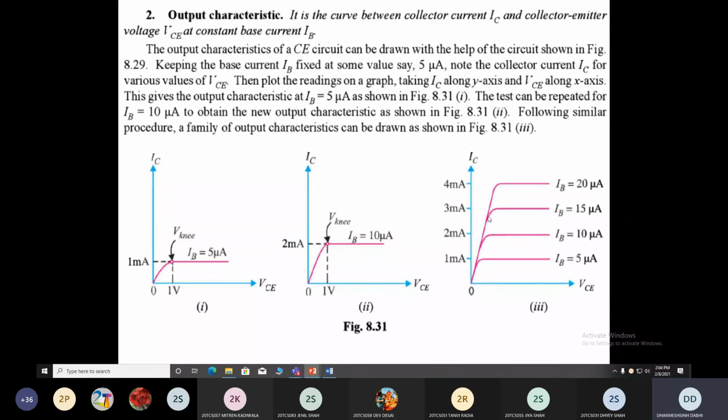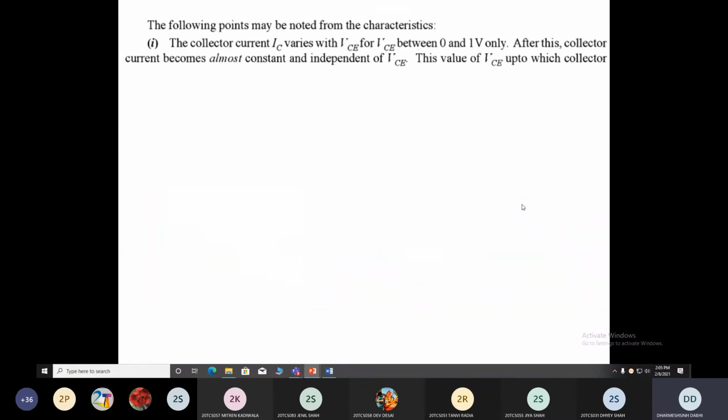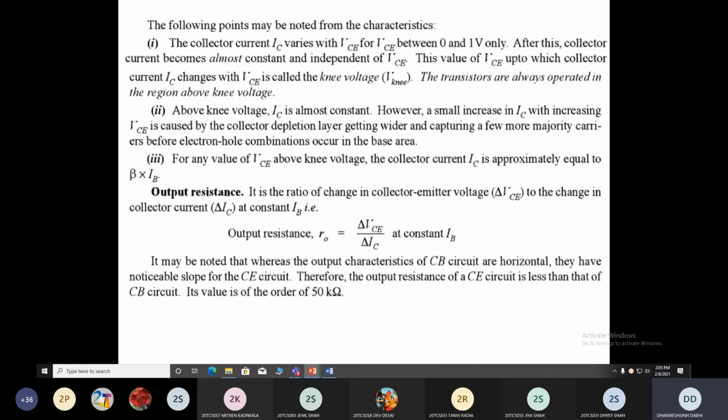So in this characteristic, it operates in a linear region only between 0 to 1 volt of collector to emitter voltage. After that, your collector current remains constant. For any value of base current, you can see that after that, its value remains constant for different values of base current. Clear? Now, if you find the output resistance of this circuit, that is nothing but the ratio of collector to emitter voltage divided by collector current.